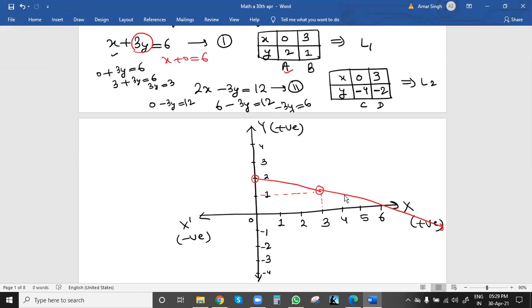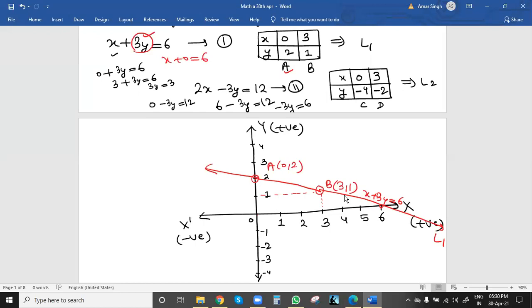We can see where this will cut the x-axis because at x-axis y is 0, so x equal to 6. This will pass through 6. So this is line L1, and the 2 points were point A 0, 2, point B 3, 1. We got this line from the first equation. For the first equation we write here x plus 3y equal to 6. Now the first line, all the task is over.